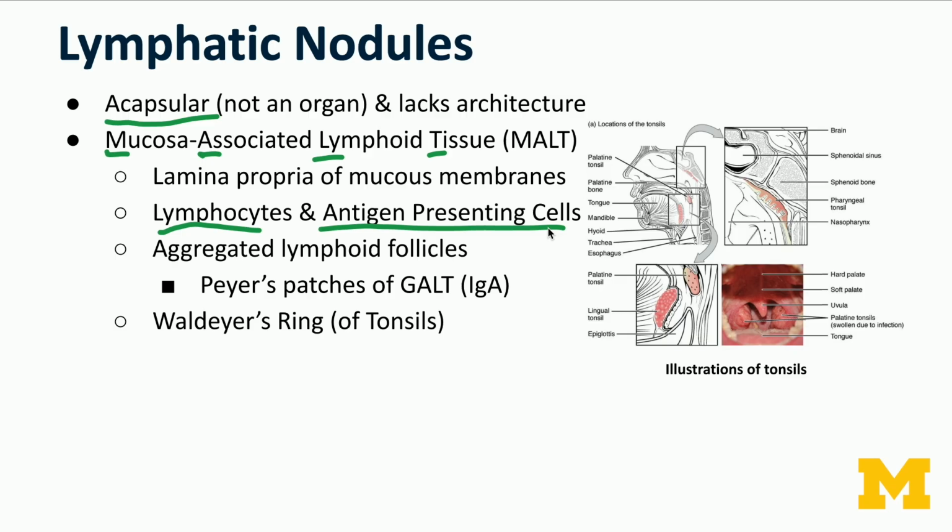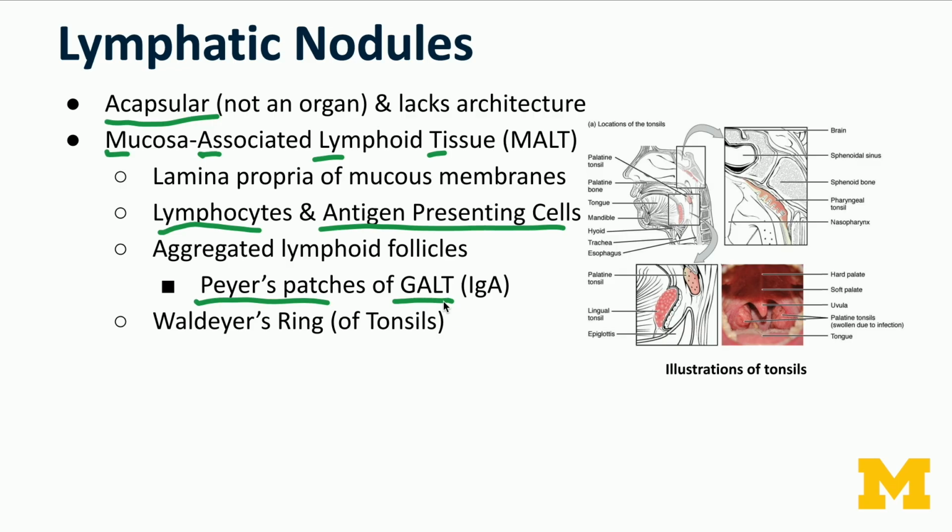Oftentimes, the MALT can be very specific to specific regions, and so we'll modify MALT to be more reflective of where that region is. So, for instance, aggregated lymphoid follicles can be present within the small intestine, specifically the ileum, and we refer to these as Peyer's patches, but specifically we call them GALT. GALT is gut-associated lymphoid tissue.